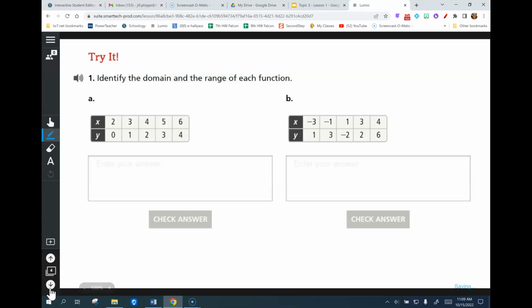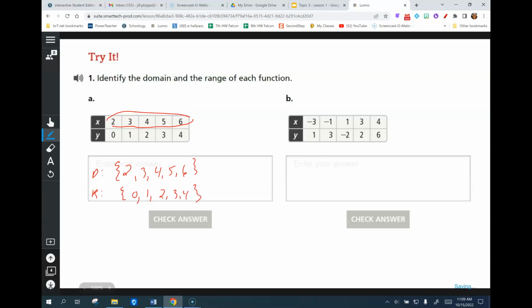Identify the domain and range of each function. So on here, this is where you're going to try it in your book on page 50. Your x values are going to be your domain. So my domain, I use my squiggly bracket, 2, 3, 4, 5, and 6. And that's my domain. My range would be 0, 1, 2, 3, 4.